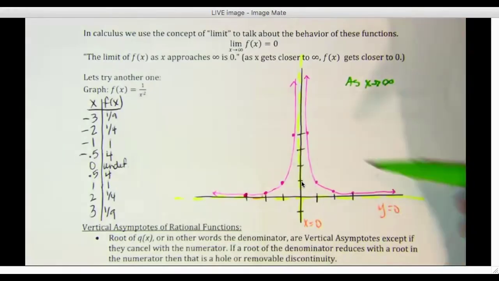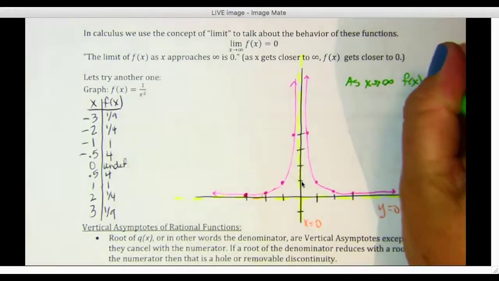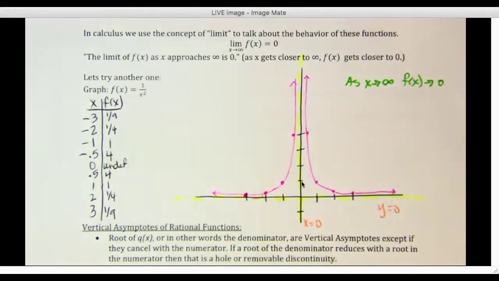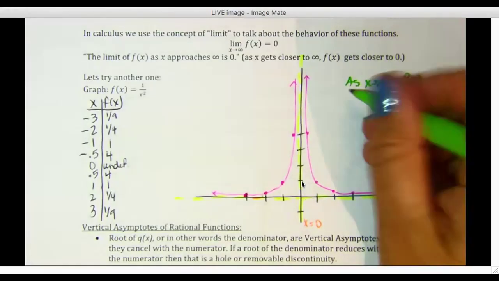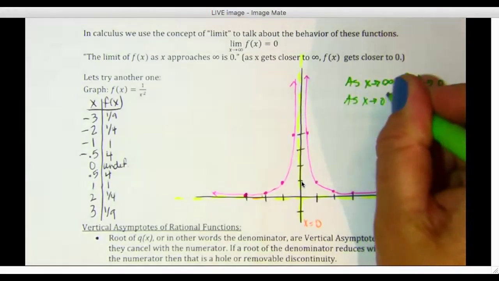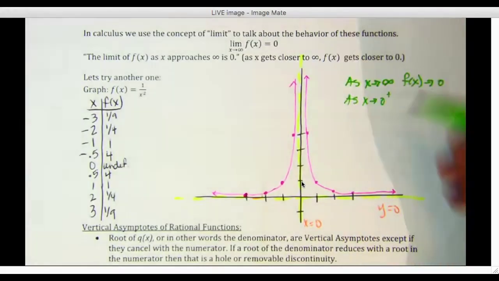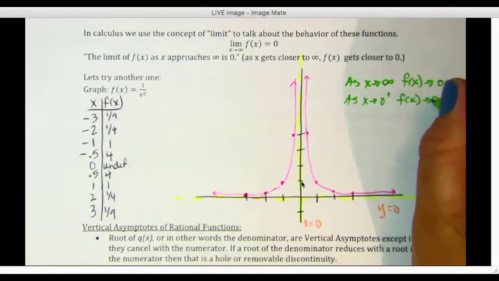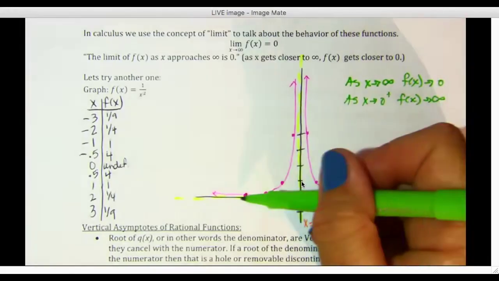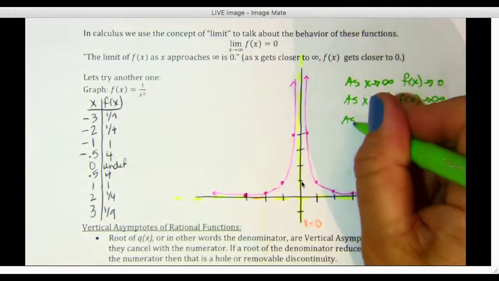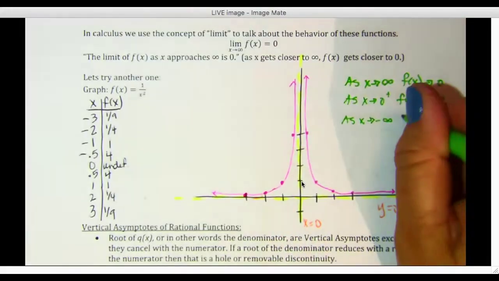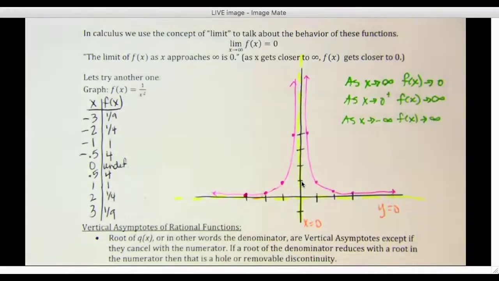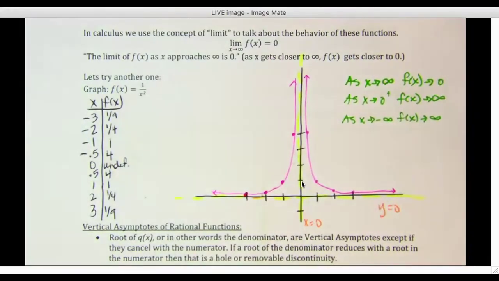So as x goes to infinity, my function f of x is getting closer and closer to 0. So it's a way of describing what's happening in our graph. I can say as x is approaching 0 from the right-hand side, f of x goes way up to infinity. And as x goes to negative infinity, f of x goes to infinity. Okay, so that's that arrow notation.